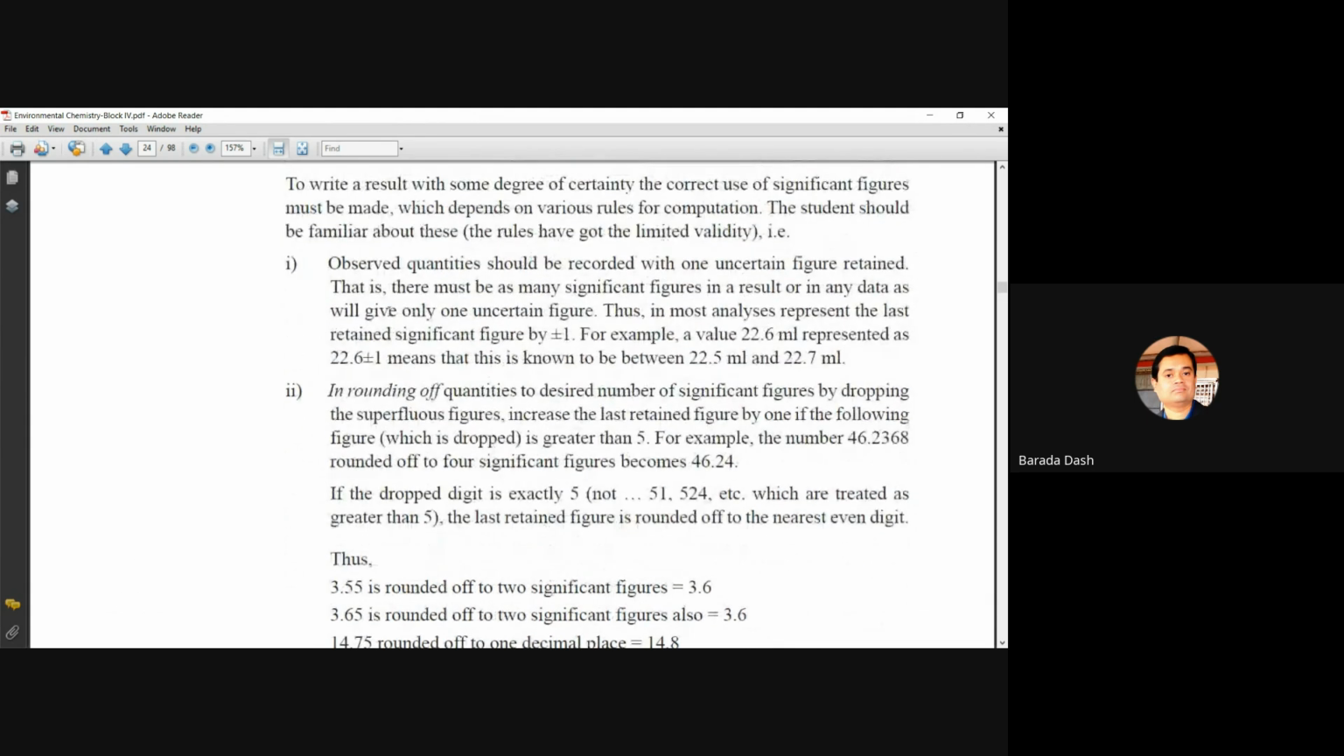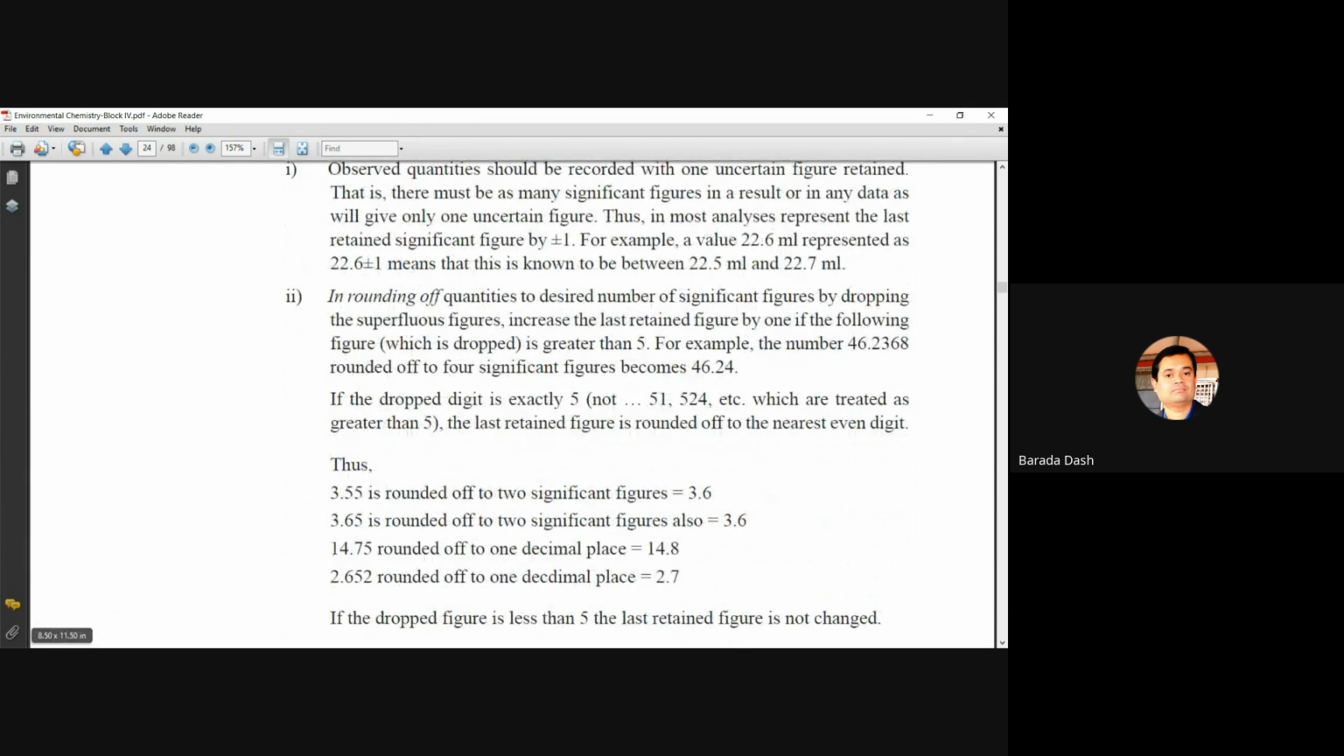Next is how to do the rounding off. Rounding off means rounding quantities to the desired number of significant figures by dropping the superfluous figures. Suppose you want to keep three digits, then the fourth digit you can round off.